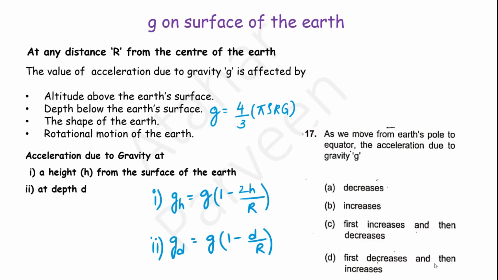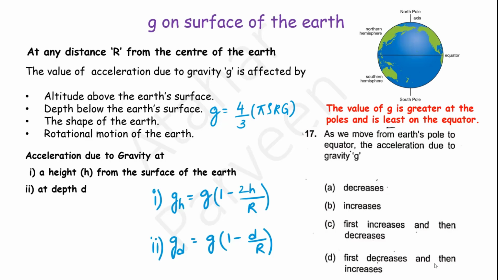Earlier also I told you, right? See, if you look at a globe, you can see that the poles are at the corners and the equator is in the middle. So what will be there in the middle? Height will be 0, right? In the middle of the Earth, height will be 0. But at the pole, height will be maximum. And what we are saying is that acceleration due to gravity at height h is directly proportional to the height, right? As the height increases, the gravity also increases. So the value of gravity is greater at the poles and it will be least at the equator. So the answer for this question is that as we move from Earth's pole to equator, the acceleration due to gravity decreases. Okay.